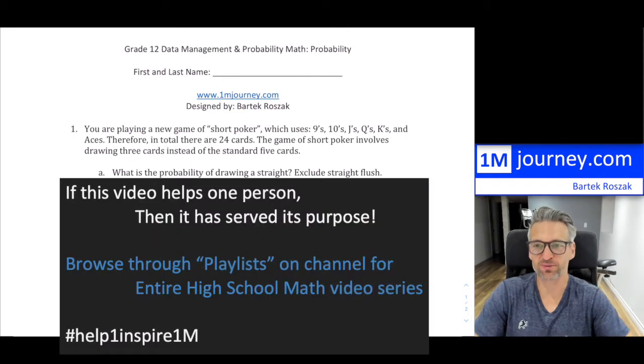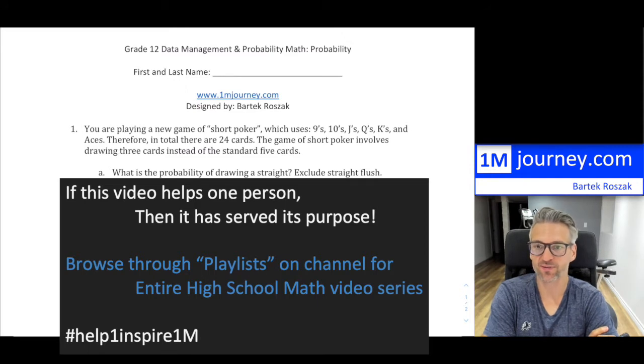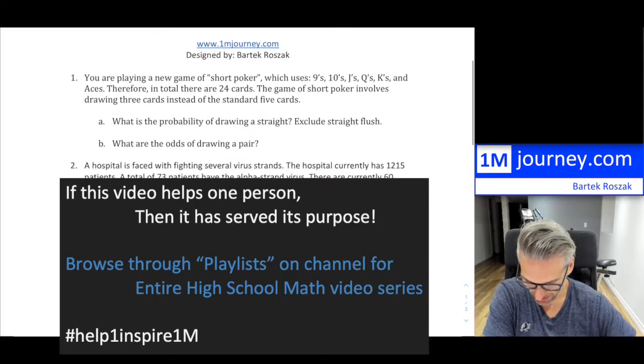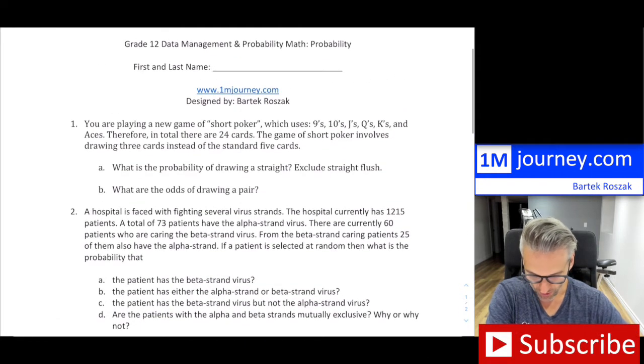Welcome back. All right, so the first probability test that I'm going to go over. This one doesn't have many questions. There's about 5 questions, but I think the questions are worthwhile.